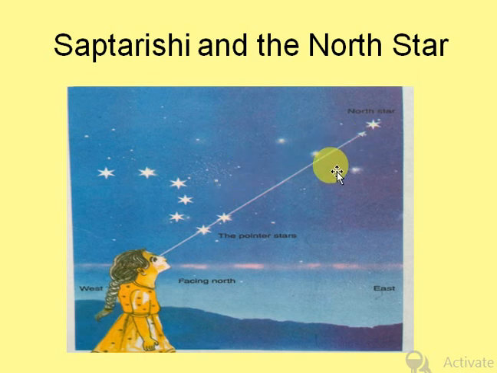Look at the picture, how you can identify the pole star. You can see the 7 stars over here. If you make a straight line through the last 2 stars, it points towards the brightest star. That is your North Star.